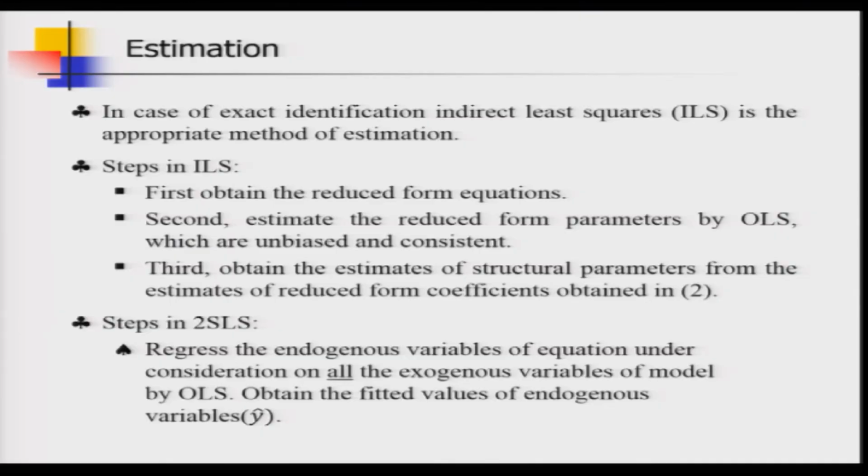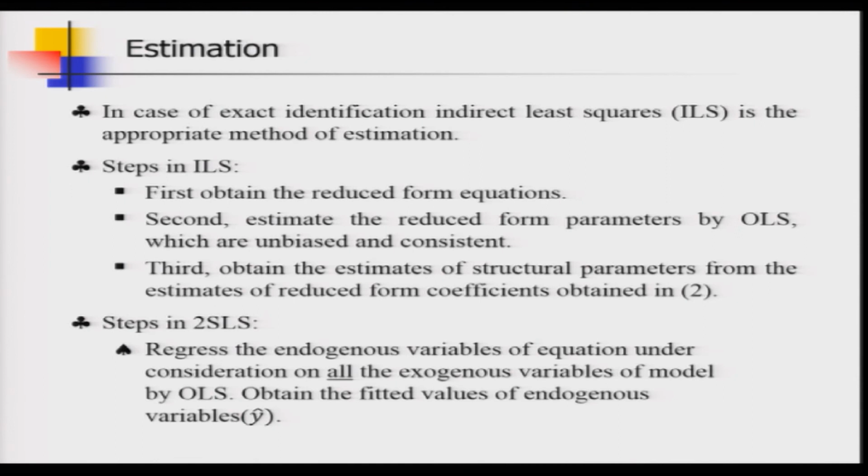So, in the iterated least squares, what are the steps? In the first step you have to obtain the reduced form equations, then in the second step you estimate the reduced form parameters by OLS, which are unbiased and consistent, and then in the third and last stage you obtain the estimates of the structural parameters from the estimates of the reduced form coefficients obtained in the second stage. Okay.